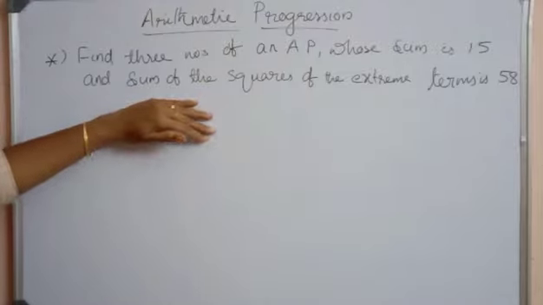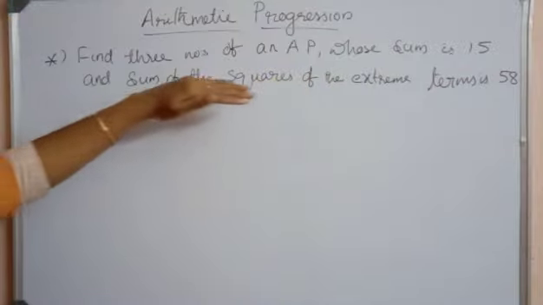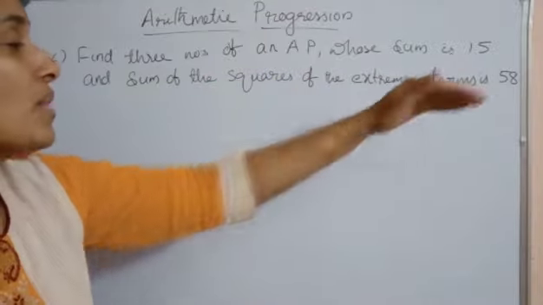Consider another question. Find the 3 numbers of an AP whose sum is 15 and the sum of the squares of the extreme terms is 58.